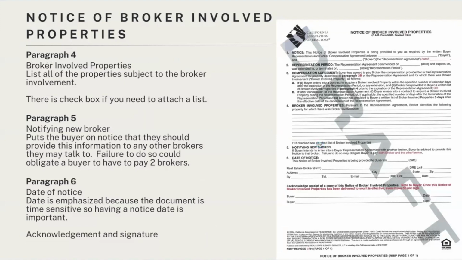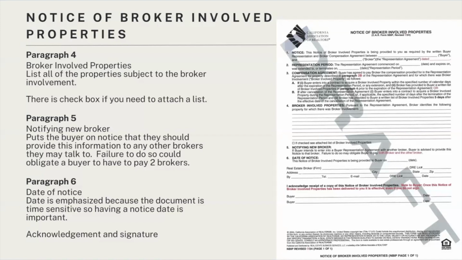Paragraph 4, broker involved properties. So this is where you would list all of the broker involved properties. And we've gone through that before. What constitutes broker involved properties? But this is where you would complete that. And then there is a checkbox if you need to attach a list. So if you have a list, and that's why it's going to be important for you to make sure that you're keeping track. Before it wasn't as critical that you maintained a list of the properties that you showed to somebody or that you had broker involvement on. So make sure that you have a record of that so that it's easy for you and you have it at your fingertips when you're ready to complete this form.